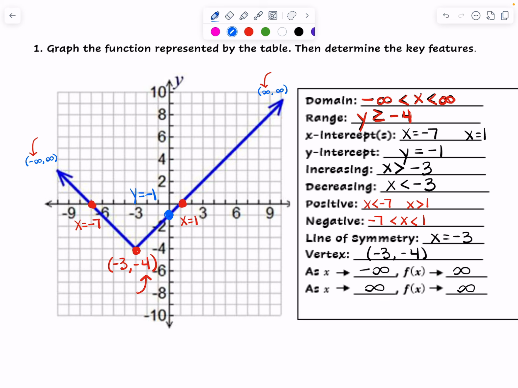Okay? All right, and the last piece. Where is the line of symmetry? Well, the line of symmetry is the line that cuts the graph directly in half. So right through the middle of the vertex. So the axis of symmetry is right here. And when we look for the axis of symmetry, or the line of symmetry, we look for the x value. So that's where x equals -3. Okay? We have our vertex here. It's -3, -4. And then the last piece was just the end behaviors.